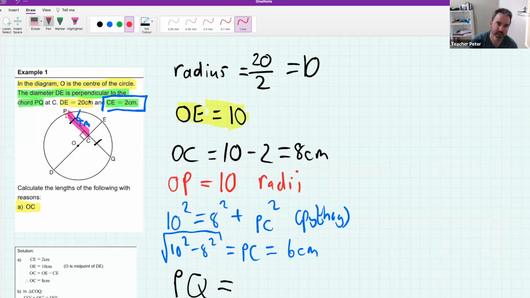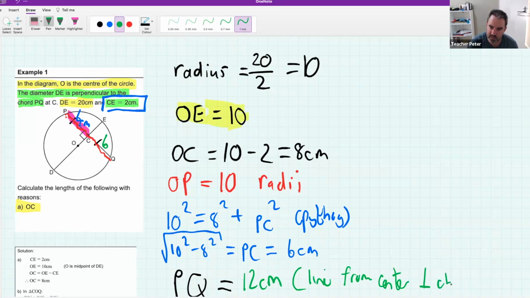So remember, for PQ, I'm going all the way from here across to there. And I think since that is 6, this will also have to be 6, which means that PQ will be 12 centimeters. And the reason would just be line from center perpendicular to chord. So because there was a line from the center perpendicular to the chord, it cuts it in half. And since I knew that was 6, this also had to be 6. So PQ is going to be 12 centimeters.